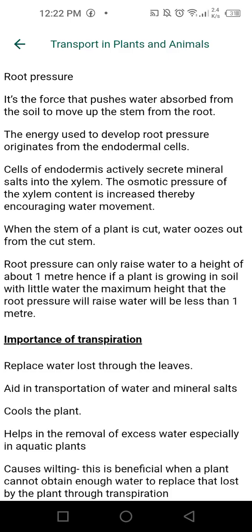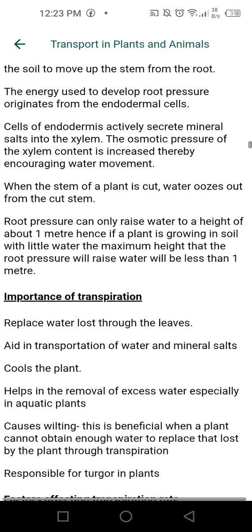When the stem of a plant is cut, water oozes out from the cut stem. Root pressure can only raise water to a height of about 1 meter, hence if a plant is growing in soil with little water, the maximum height that the root pressure will raise water will be less than 1 meter.